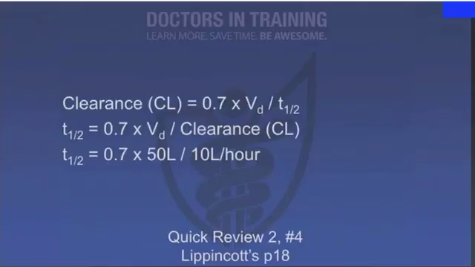What's the half-life? So you use your equation for clearance, which is 0.7 times the volume of distribution divided by the half-life. You rearrange the equation to calculate your half-life. So you get the equation 0.7 times the volume of distribution divided by your clearance. The volume of distribution is 50, multiply that times 0.7, divide that by 10, you get 3.5 hours.